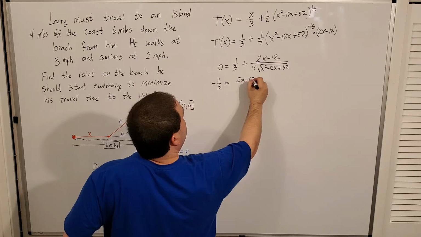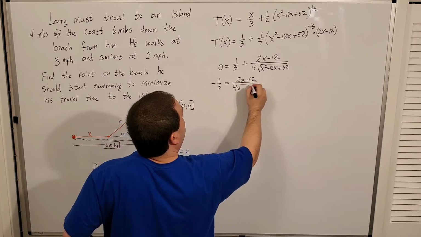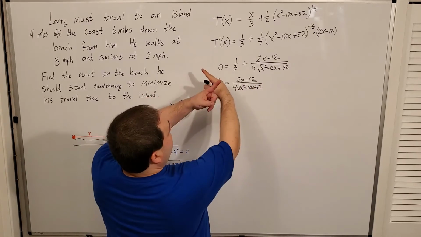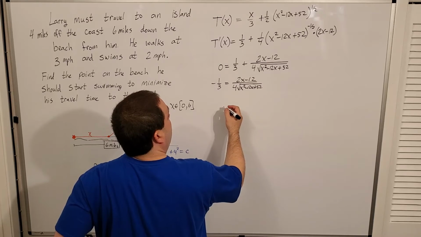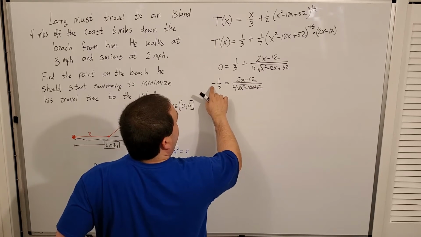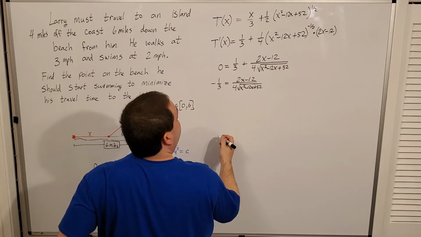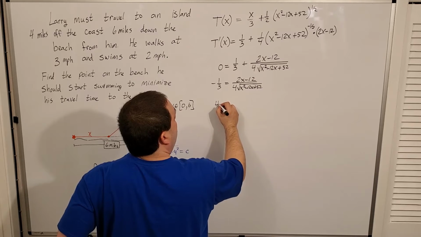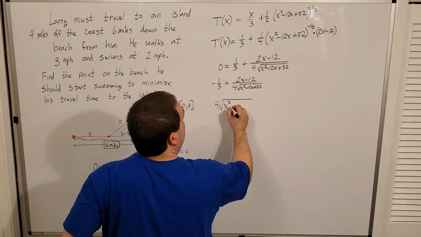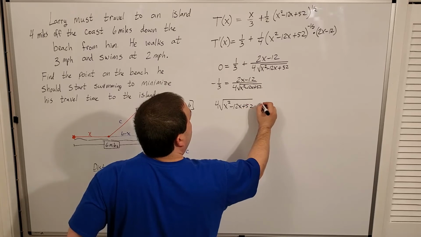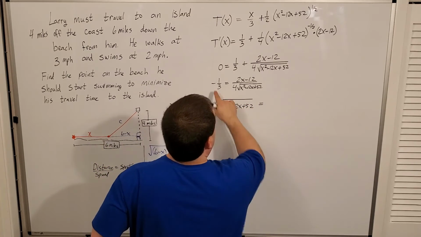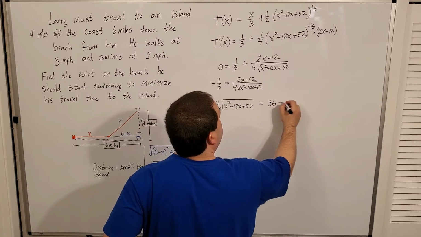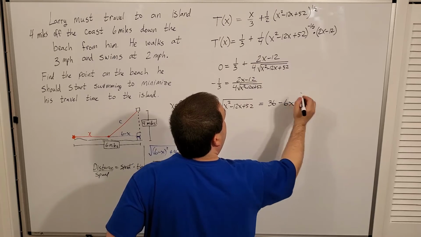And I have (2x minus 12) over 4 square root of (x squared minus 12x plus 52). And I'm going to cross multiply just to make it quicker for me. So I'm going to multiply -3 over to this and the 4 square root over to this. So that's going to give me 4 square root of (x squared minus 12x plus 52) is equal to -3 times the (2x minus 12), which is going to give me 36 minus 6x.